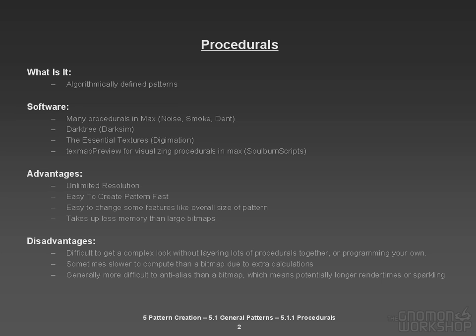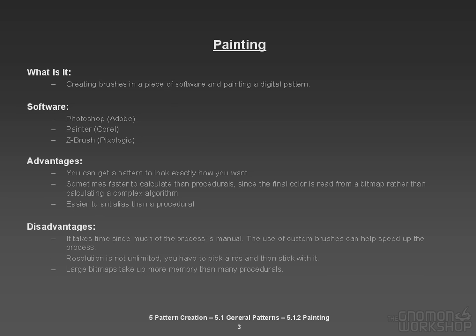But disadvantage-wise, first of all, it's difficult to get a complex look without layering lots of procedurals together or programming your own. And it's sometimes slower to compute than a bitmap because it has to calculate a big algorithm instead of just looking up the color in your bitmap. And it's also generally more difficult to anti-alias than a bitmap, which means potentially longer render times, or you might end up getting some sparkling effects.